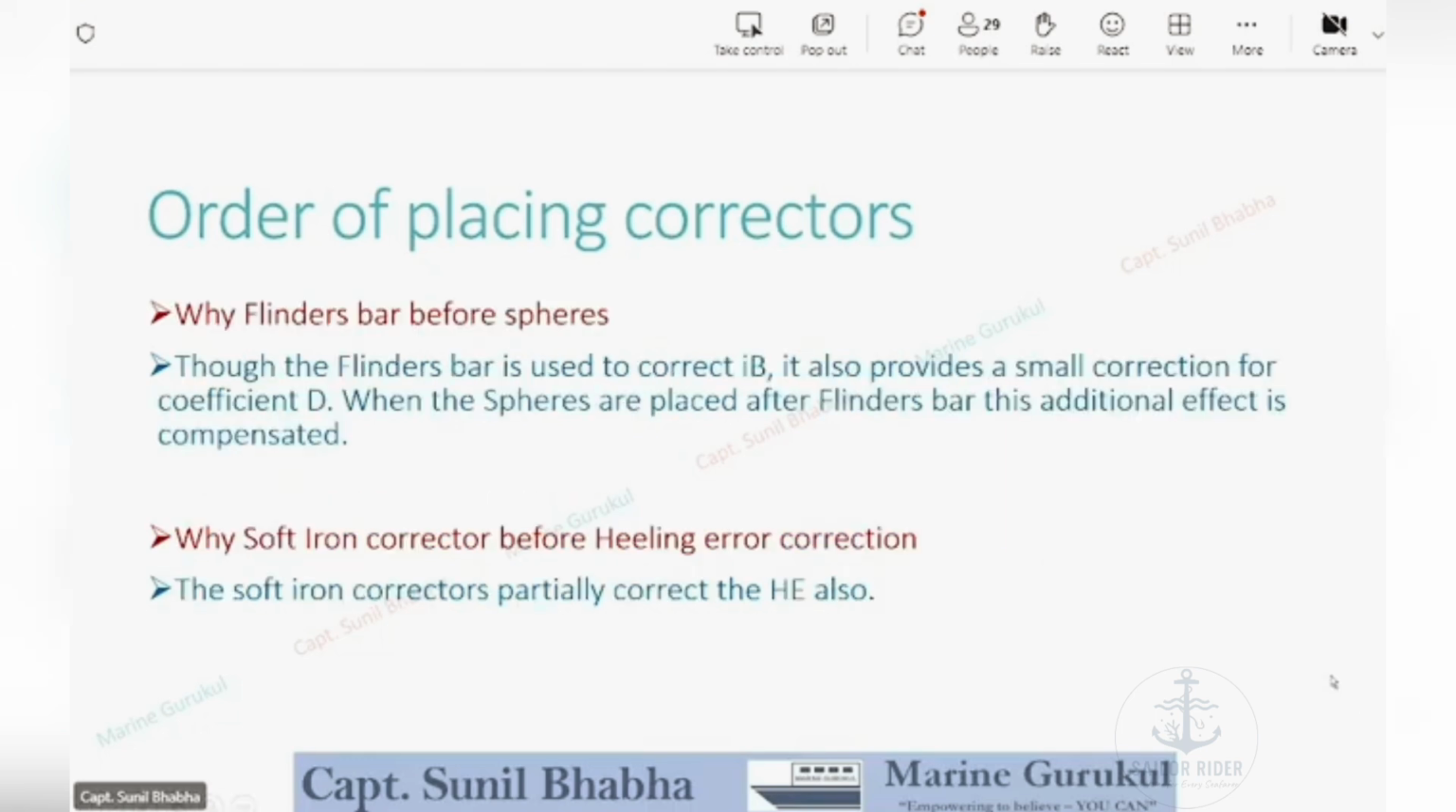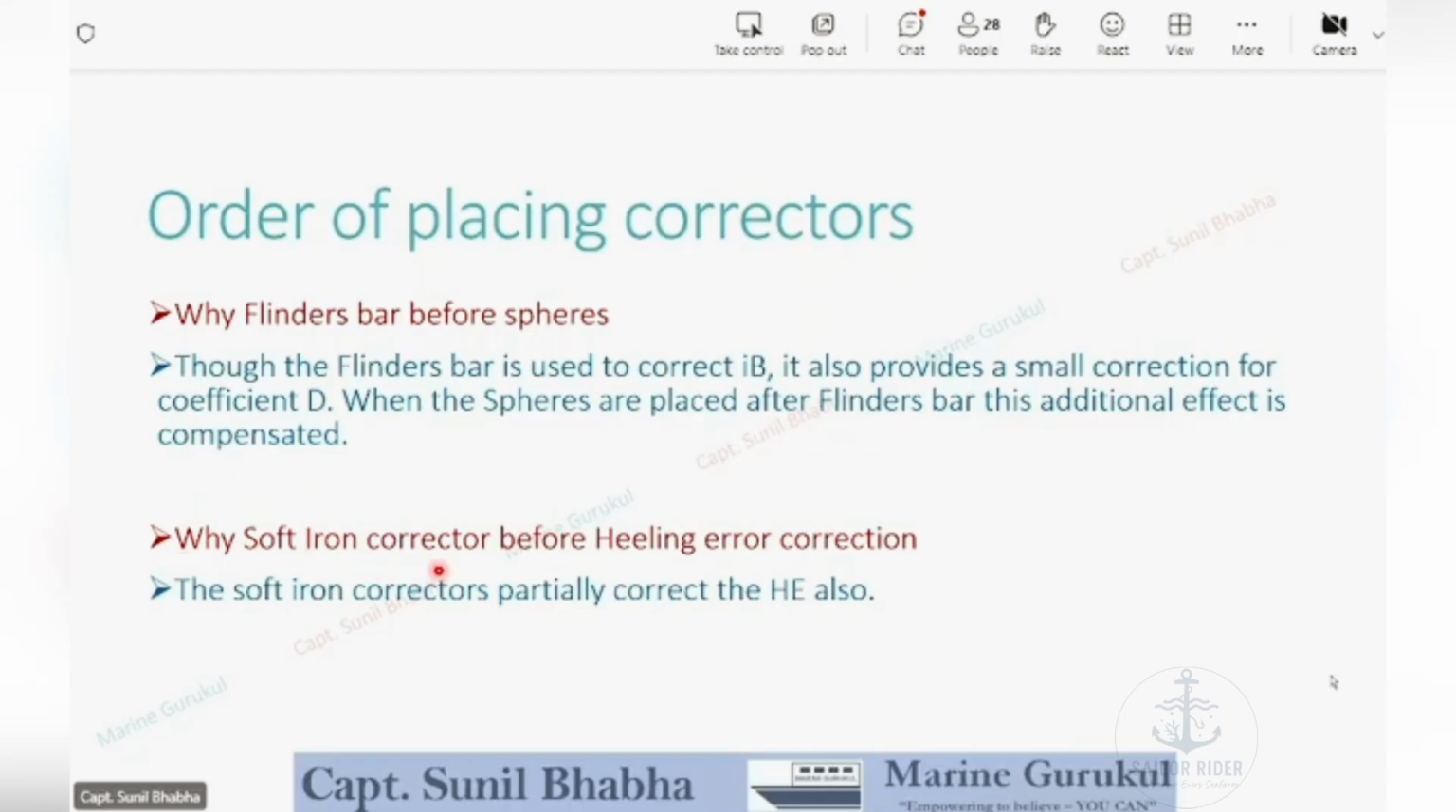Now, why do we follow this specific sequence? There are certain advantages which we achieve when this sequence is followed. The first thing, why the flinder bar is placed before the spheres. Though the flinder bar is used mainly to correct the induced P coefficient, it also provides a small correction for coefficient delta, coefficient D. When the spheres are placed after the flinder bars, this additional effect is compensated and we ensure that the coefficient D is not over-corrected.